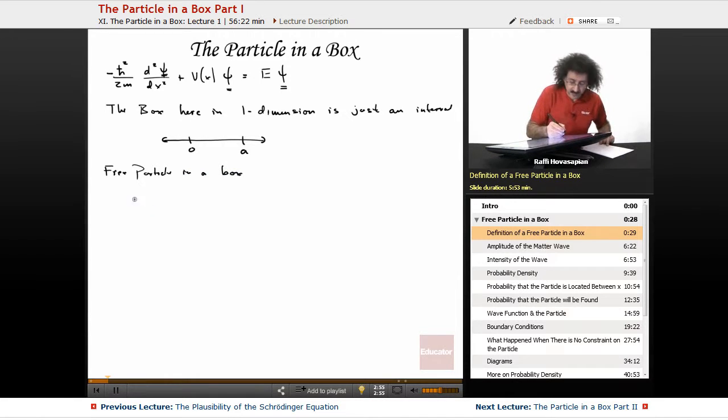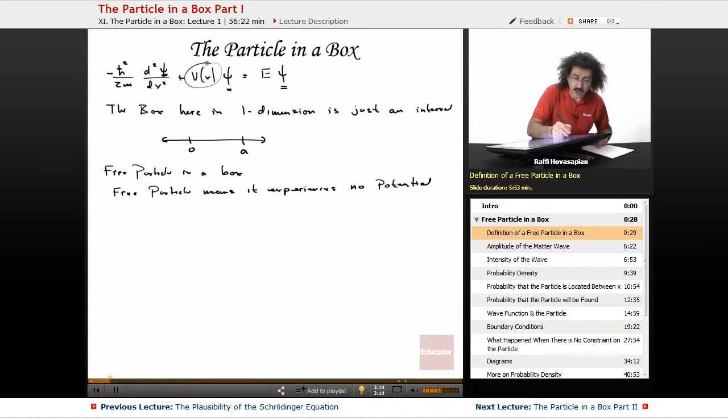Now, the word free particle here means it experiences no potential energy. In other words, V in the Schrödinger equation is going to be 0 in this particular case, so it simplifies our equation a little bit. It experiences no potential energy. That's it.